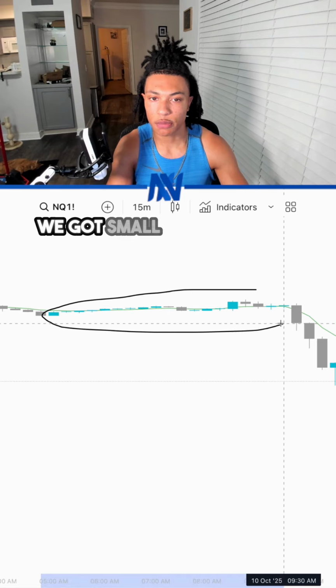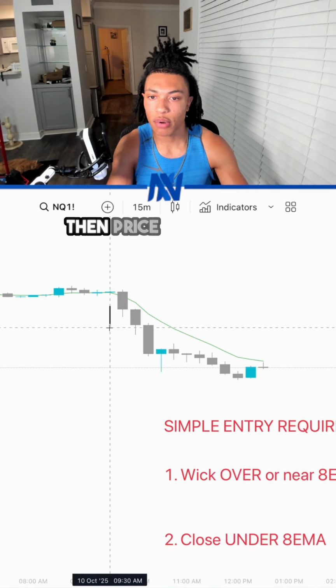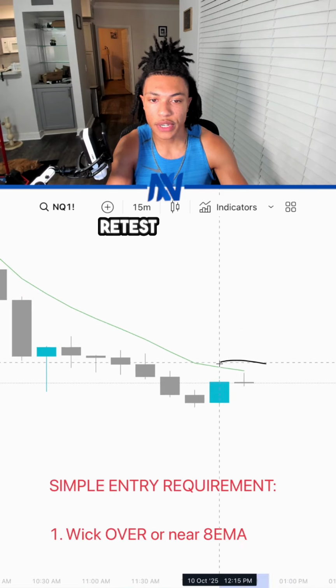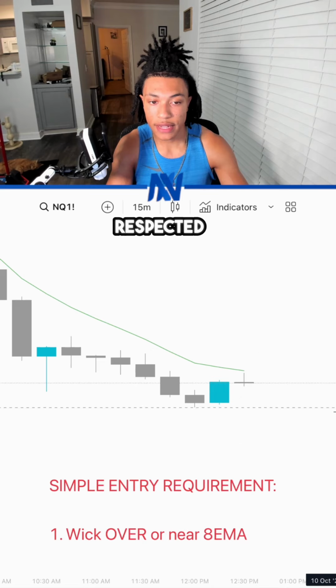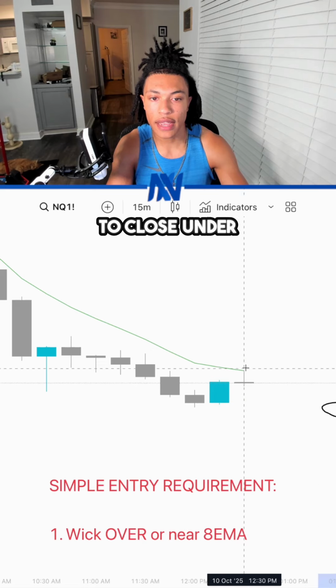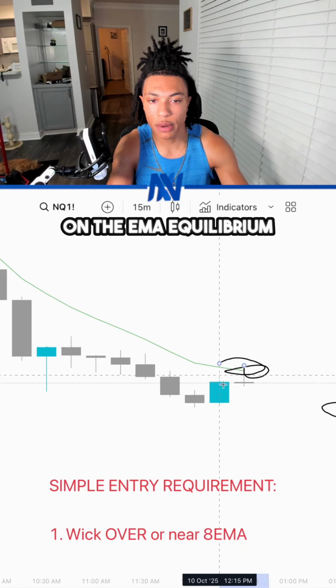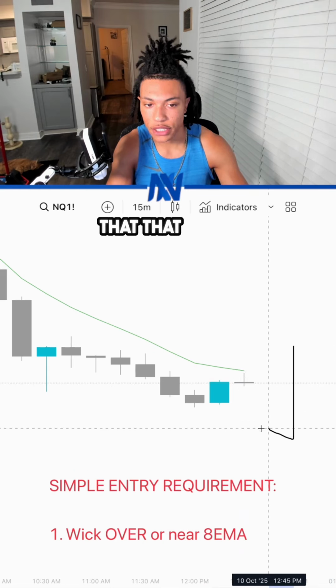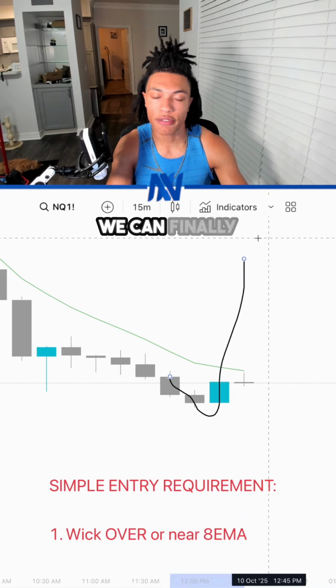As we can see, we got small consolidation candles right here. Then price completely shot down, then tried to retest this 8 EMA right here, respected it, came back down to close under, and then it wicked on the 8 EMA equilibrium zone. And now we've had confirmation that that trend is still bearish. And with that, we can finally get into a trade.